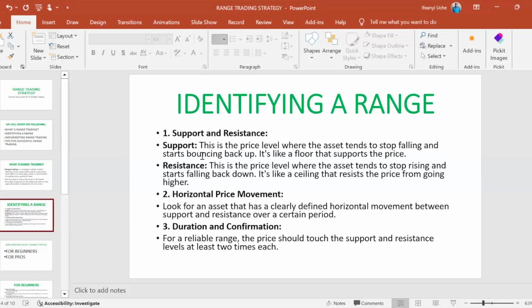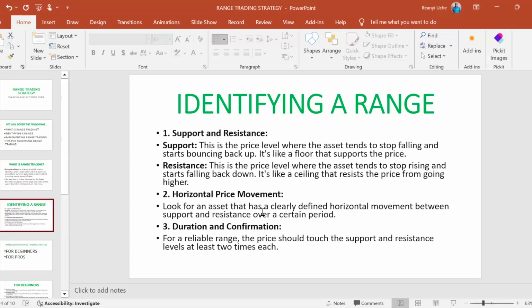Now, you have three things you may want to use. One is the support and resistance. The other is the horizontal price movement, and then the duration and confirmation. So let's look at the support and resistance. Everybody that comes into trading at whatever level, you need to learn, you need to understand what support and resistance are all about.